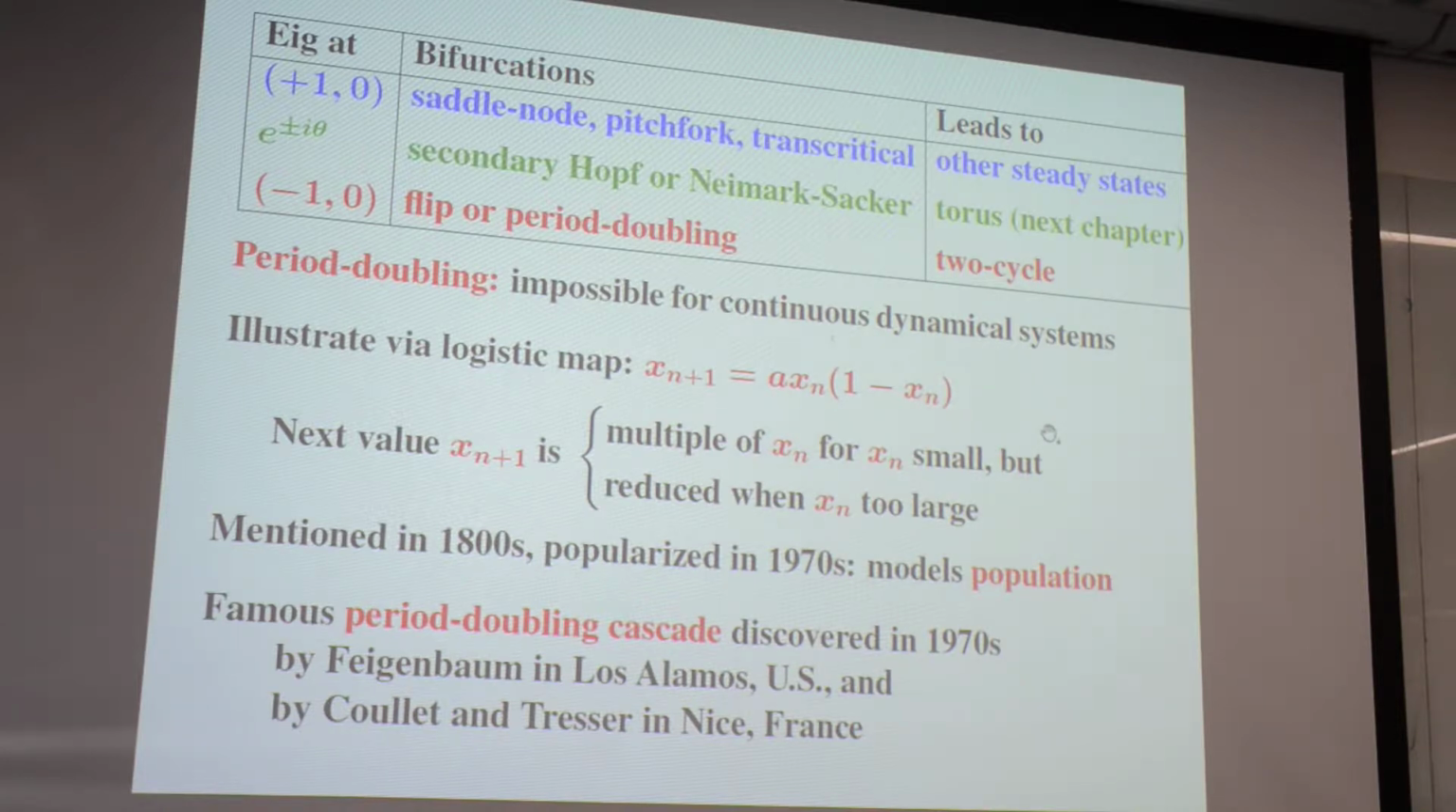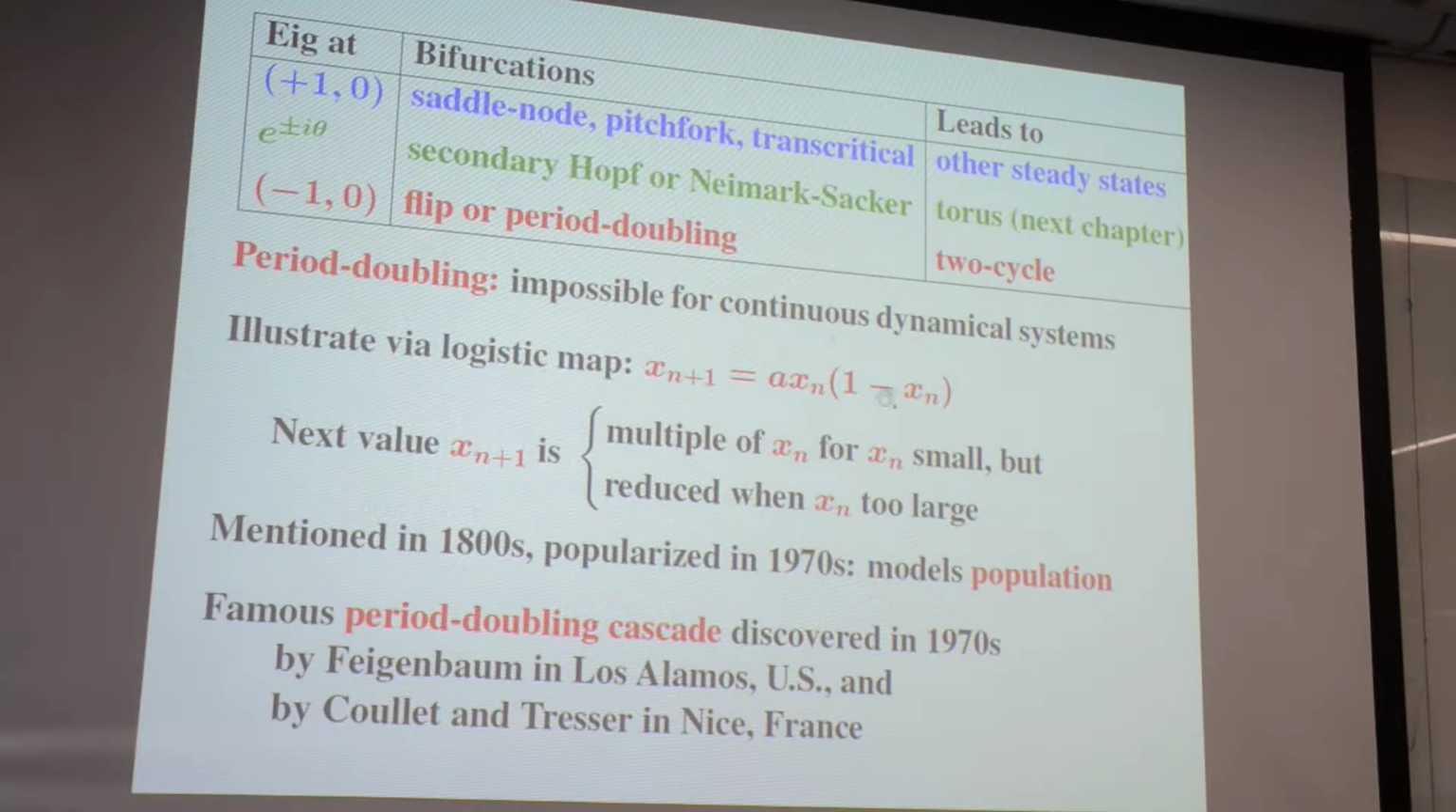And we will illustrate it via the logistic map, which is this. This is a quadratic map, very simple. And you can look at it in the following way. Suppose that xn were small compared to 1, then xn plus 1 is a xn. You're controlled by a. It's just like shrinking and growing depending on the size of a.